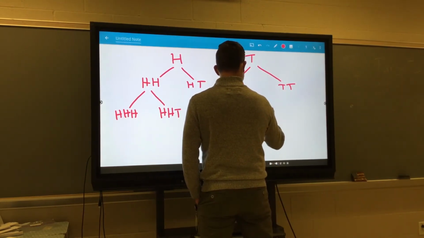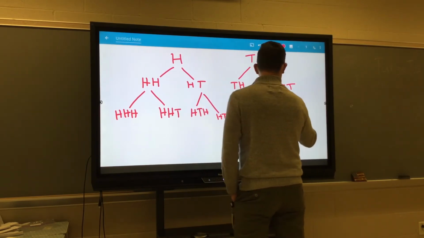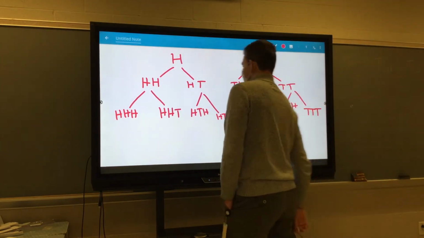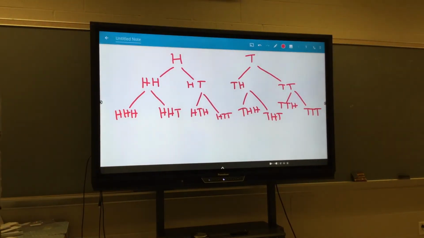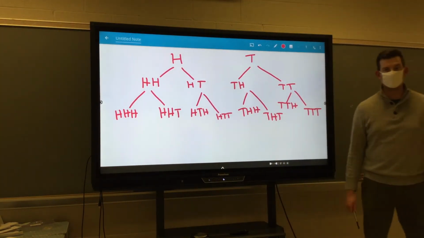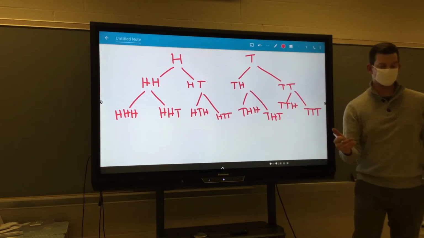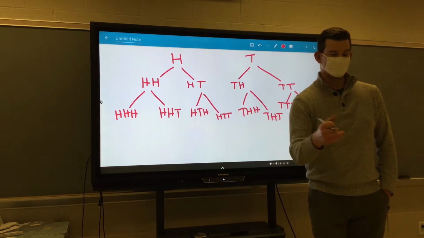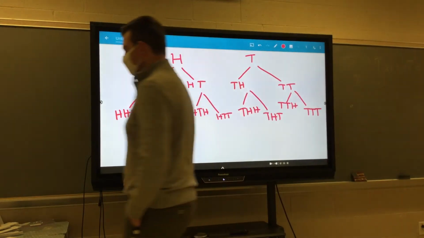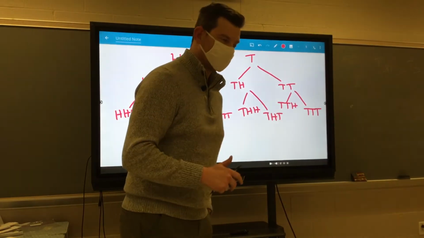Tails, heads, heads. Tails, heads, tails. Tails, tails, heads. Tails, tails, tails. All right. So far, after 3 flips, we have 1, 2, 3, 4, 5, 6, 7, 8 possibilities. And that was expected, right? 2 to the 3rd power: 2 outcomes in each flip, multiplication counting principle, 2 times 2 times 2. When we flip a coin one more time, 2 to the 4th, we're going to have 16 possible outcomes.